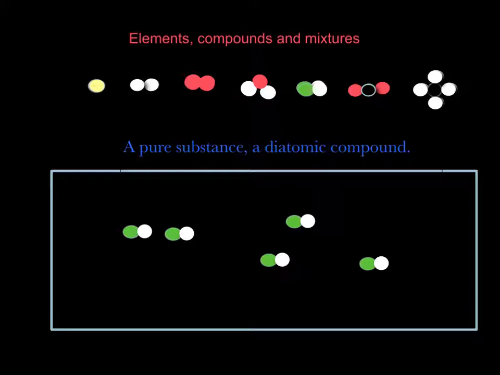This is a pure substance and a diatomic compound because they are all diatomic and only have two atoms. There is only one of the substances here, and they all have two different types of atoms.